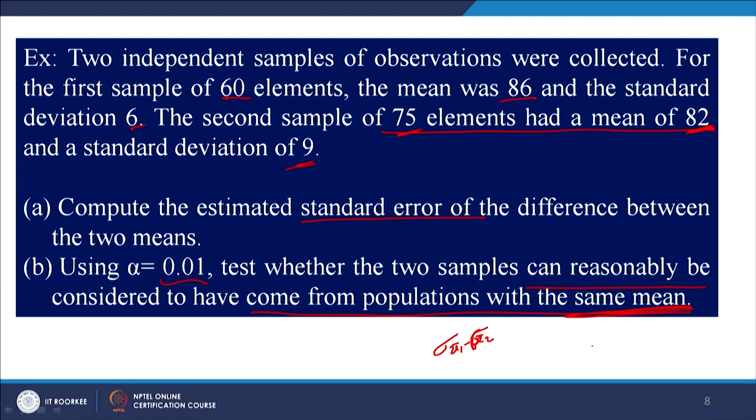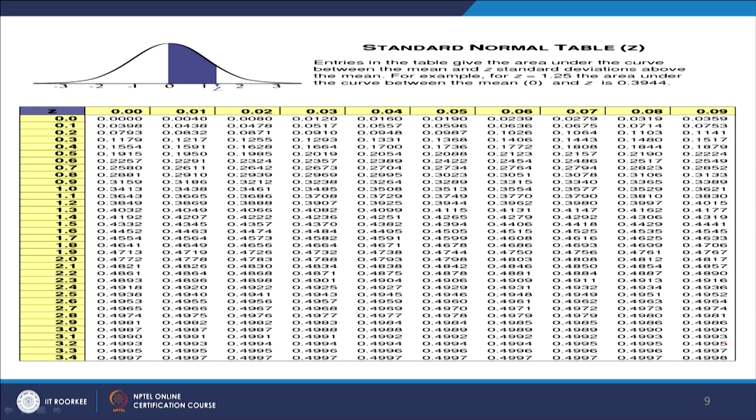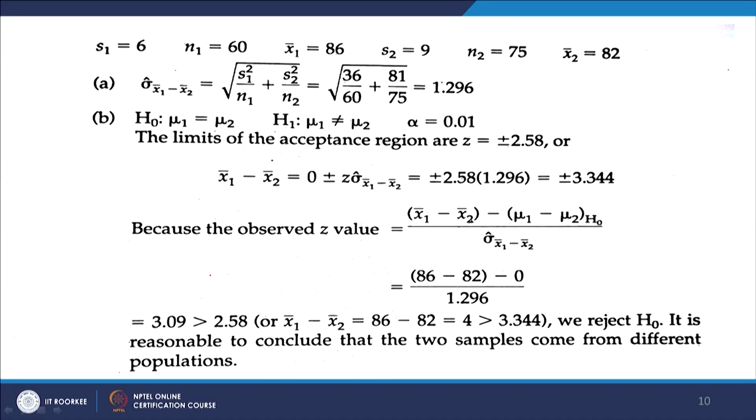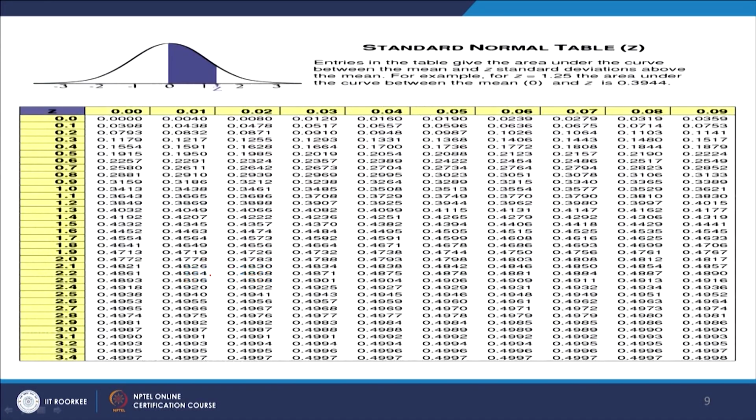So, what would our null and alternative hypotheses be? Your null hypothesis is that these two means are the same. And the alternative hypothesis is that they are not the same. So, you can solve this question using critical value approach. For this alpha 0.01, we need to look at the table value, which is actually 2.58 in fact.